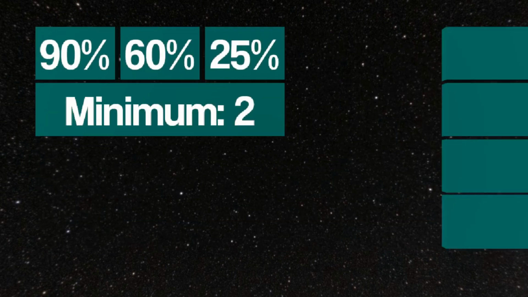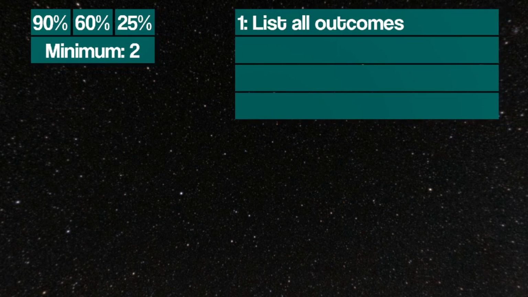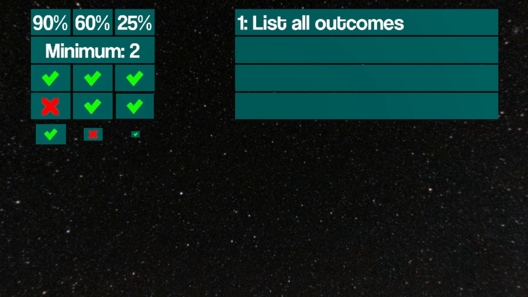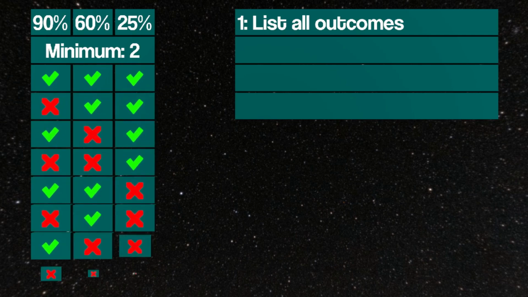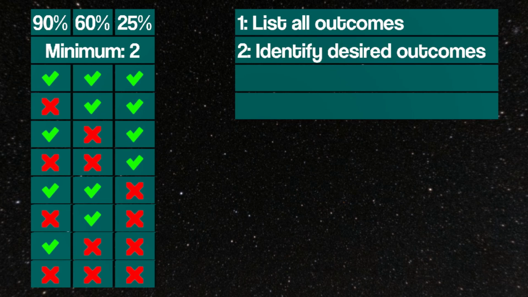Well, it's a simple four-step process. Step 1. We list out all the possible outcomes. This means we create a list of everything that can happen, all of the possibilities of our machines working or not working. This includes everything from all of the machines working down to all of them failing, and every possible combination in between of some of them working and the rest of them failing. And in this case of three machines, there are 8 possible outcomes displayed here in these 8 rows of checks and crosses.